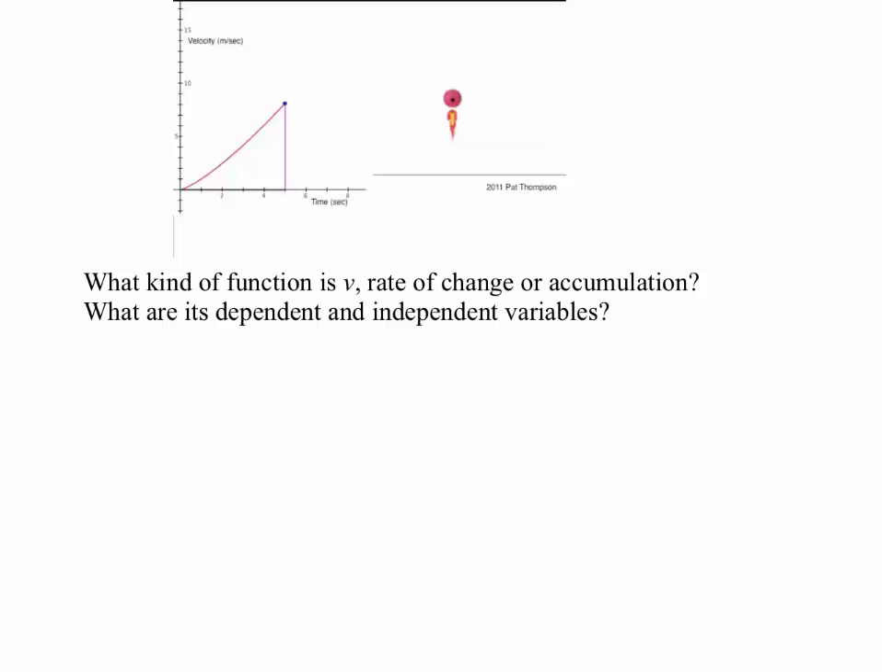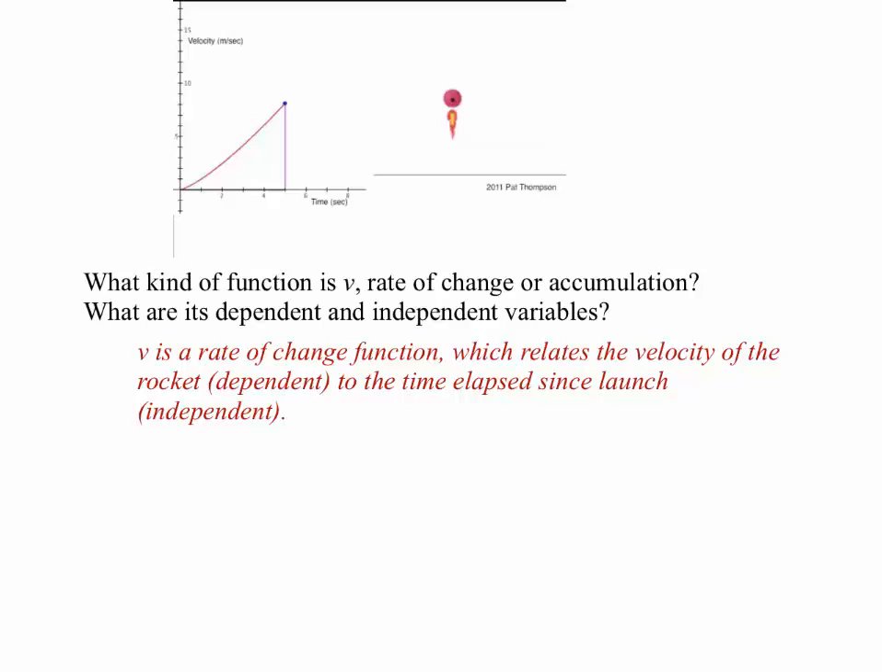Whenever you define a time variable or a distance variable, you have to have that reference, that starting point, that since when or from when. So time is just not going to cut it. Time since launch. Time elapsed since launch. Okay, so v is a rate of change function. It relates the velocity of the rocket to the time elapsed since launch.